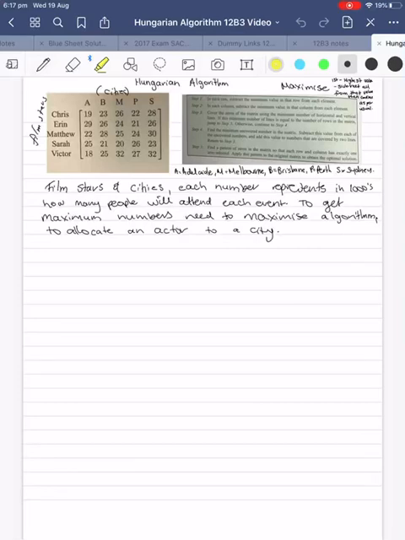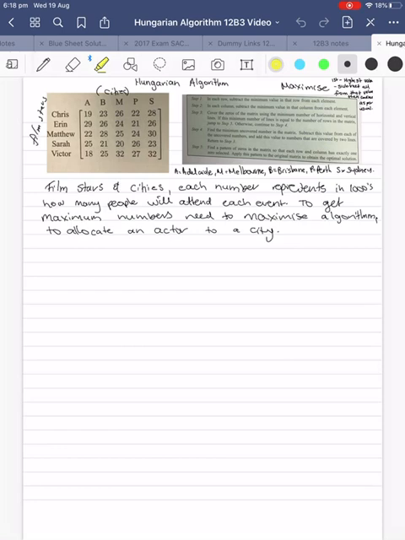Now we've just done a minimizing Hungarian algorithm. This time we're going to be doing maximum. So what we have here is our film stars, Chris, Aaron, Matthew, Sarah and Victor, and cities. There's Adelaide, Brisbane, Melbourne, Perth and Sydney. So the numbers represent the people in thousands who will be attending these venues to see these stars. So we're wanting to have maximum numbers, so that's why we're wanting to maximize.